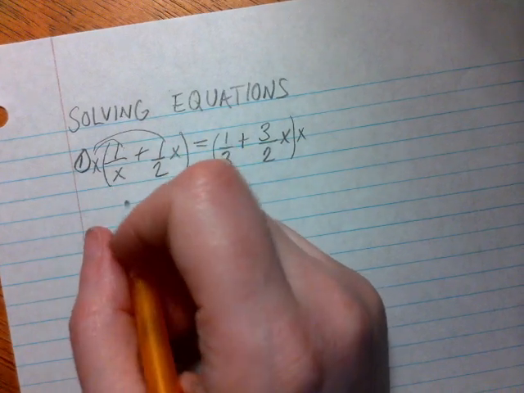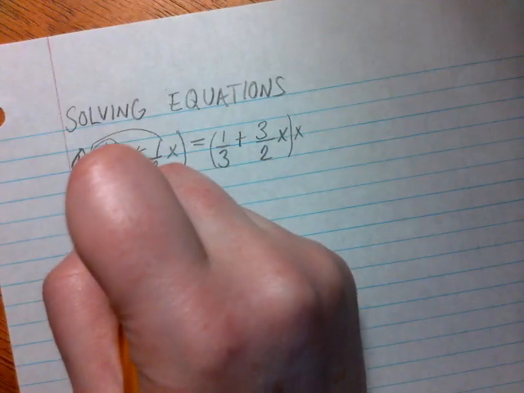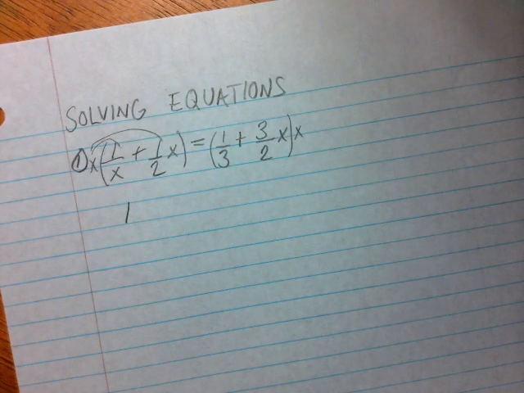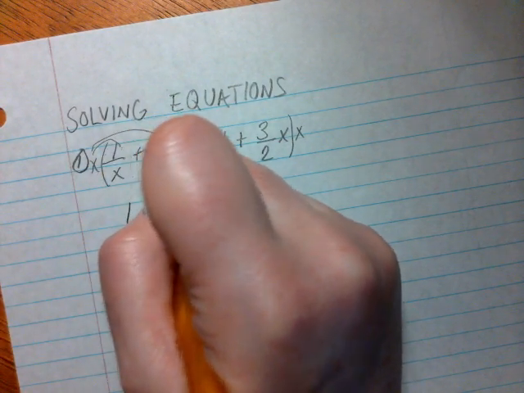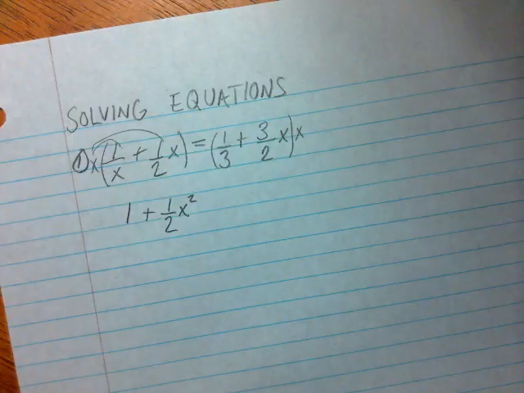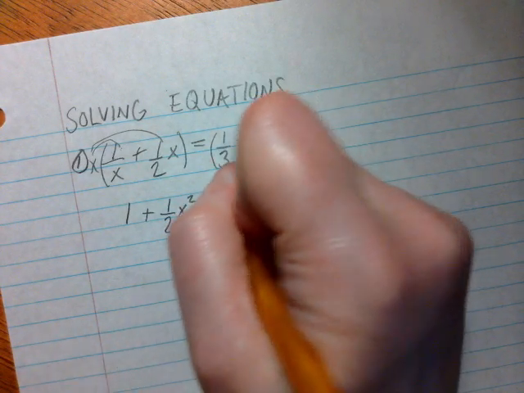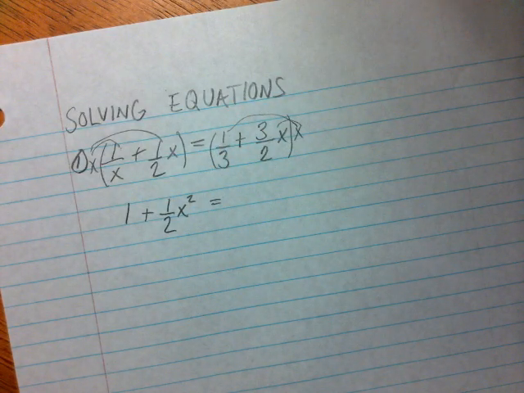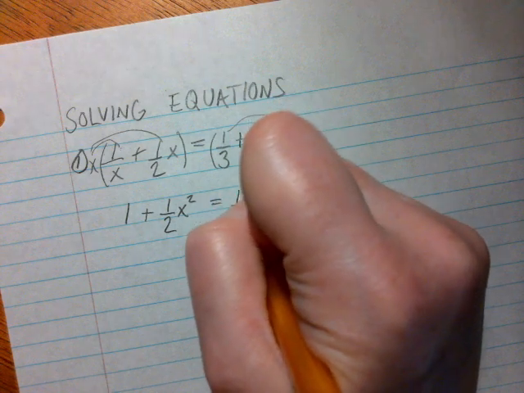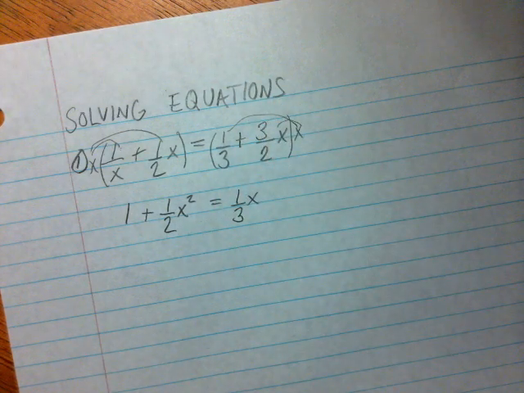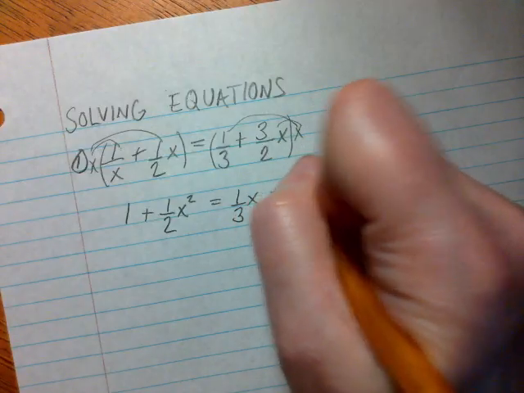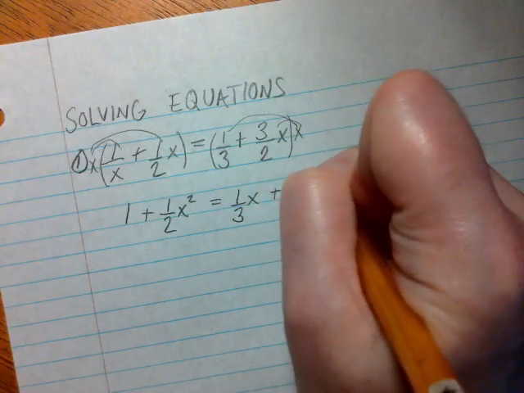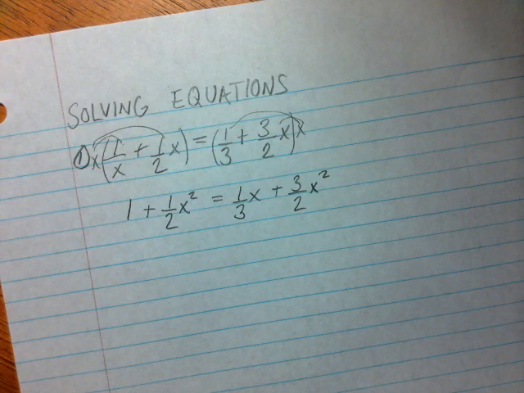So x times 1 over x is just 1. That was the whole point, was to not have x in the denominator. X times 1/2 x is 1/2 x squared. And on the right-hand side, same deal, I need to distribute. So x times 1/3 is 1/3 x. And 3/2 x times x is 3/2 x squared.